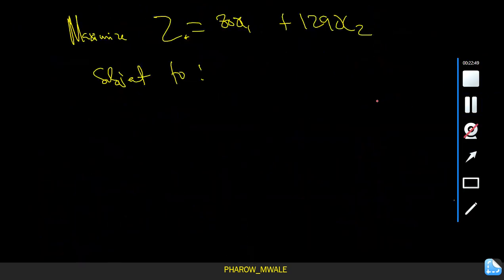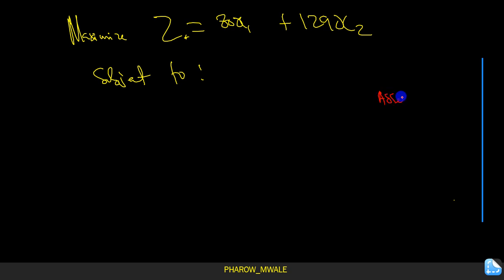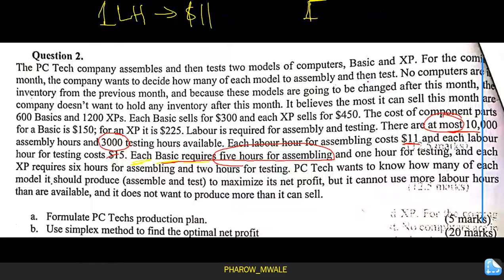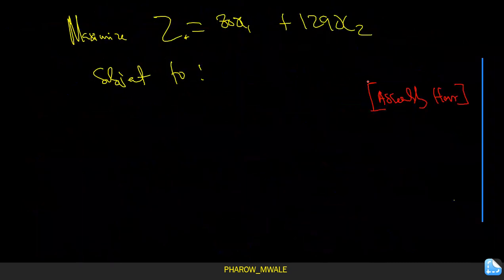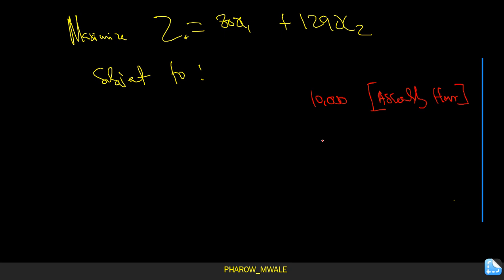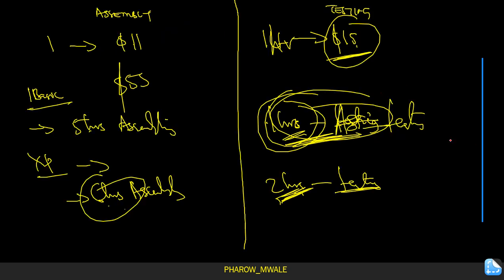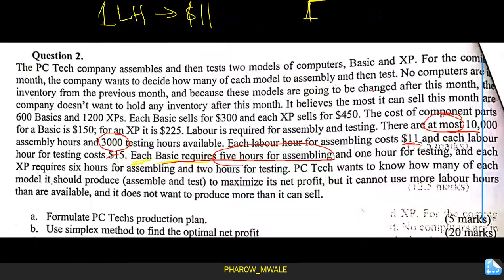I know that the first constraint I have is my assembly hours. These are limited, okay? They're not everlasting, they're not perpetual. That's the first one. How many are they? 10,000. So I have 10,000 given assembly hours. I've also been given 3,000 testing hours. So this is a testing hours constraint. Yeah, so there are 3,000 testing hours available.